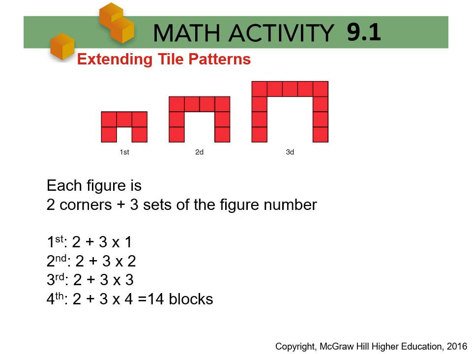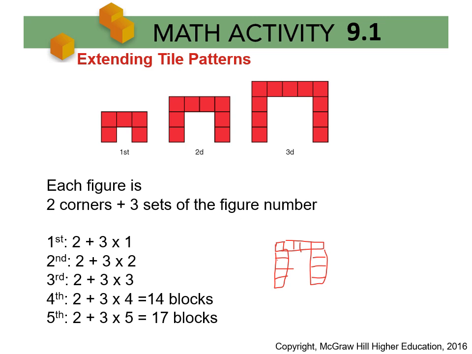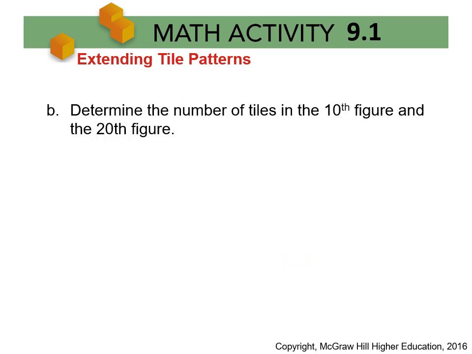So if I extend that to 4, it would be 2 plus 3 times 4, or 14 blocks. And I drew a very bad version of it here for you. And then the fifth one would be 2 plus 3 times 5, which is 17 blocks. Now we want to determine the number of tiles in the 10th and 20th figure. So the 10th figure would be 2 plus 3 times 10, which is 32, and the 20th figure would come out to 62.